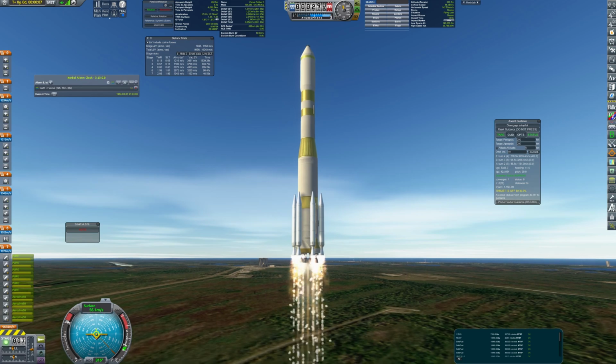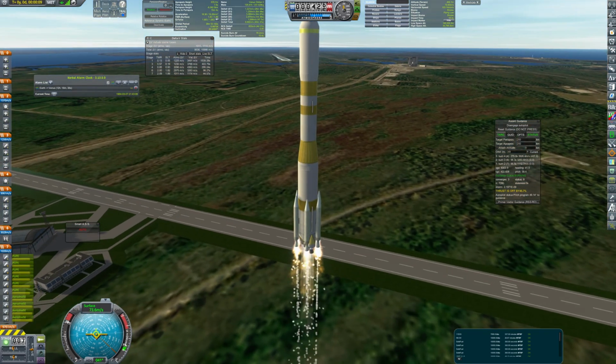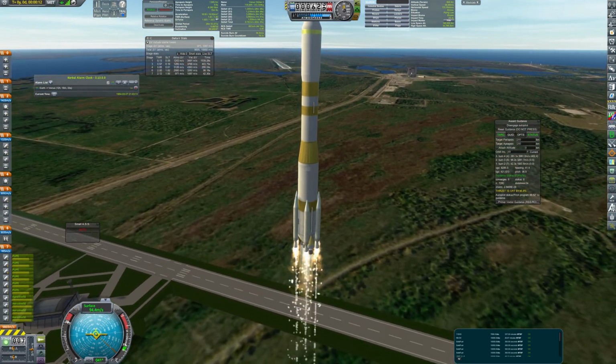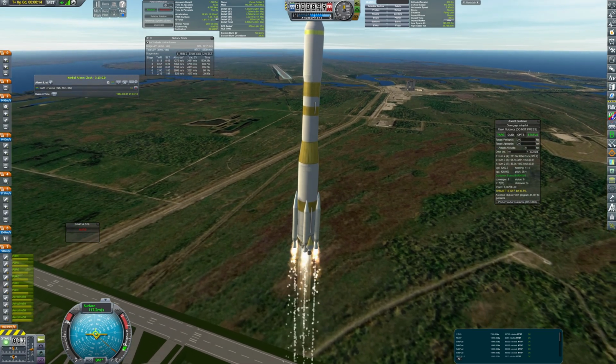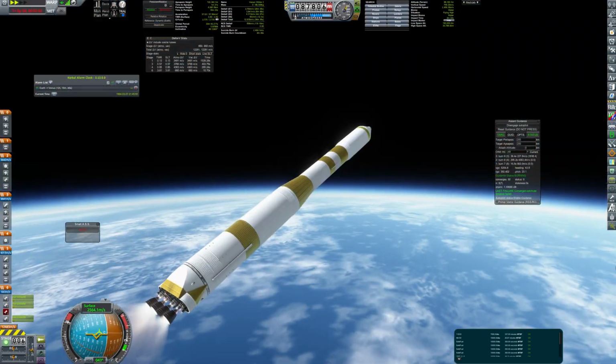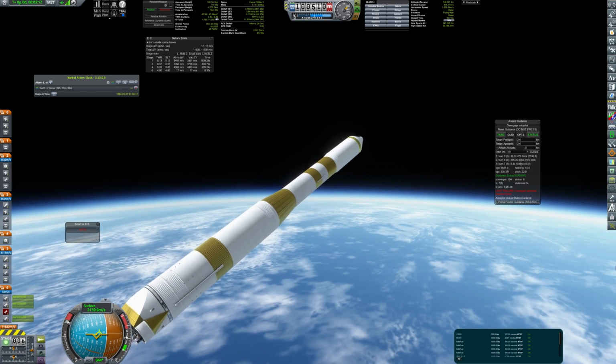The mission I'm going to show you today has two objectives. The primary one is to place a ScanSat scanner around Venus to create basic altitude and biome maps. It will also serve as a basic communication relay around this planet.